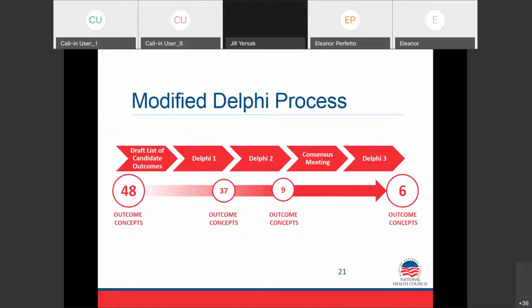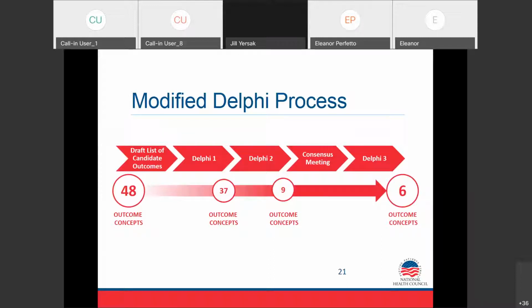And then in that Delphi 3, we have a final round of voting where we drop the safety net criteria and do a straight vote after everybody's had an opportunity to hear from patients about what's important to them and why.